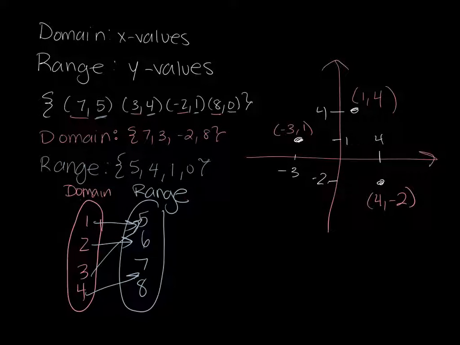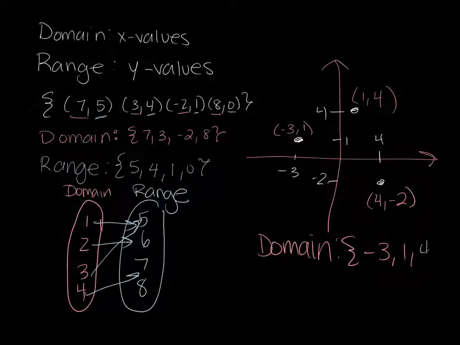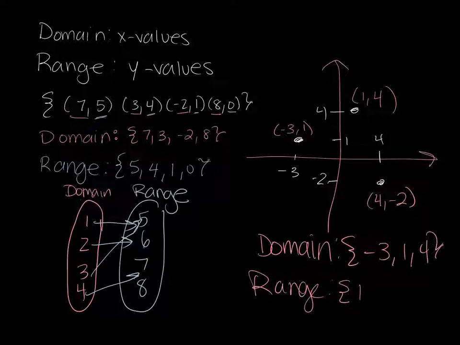When I write them down, my domain is just the X values, so -3, 1, and 4. For my range, I'm just going to look at my Y values. In this case, it's 1, 4, and -2. And those are your X and Y values. This is all you really need to worry about for domain and range when it looks like this. I'm going to do a different example where you might get a little bit confused.